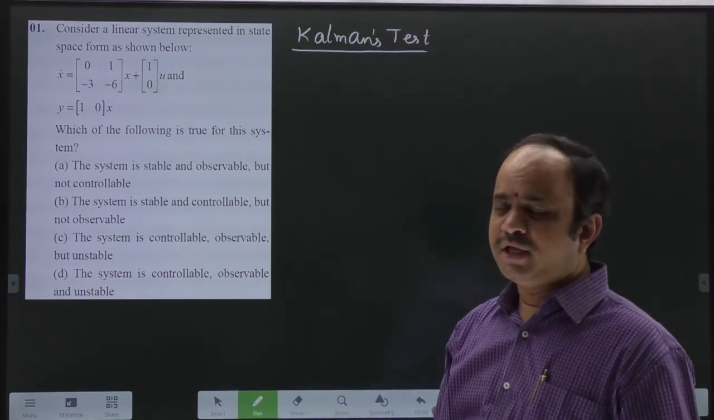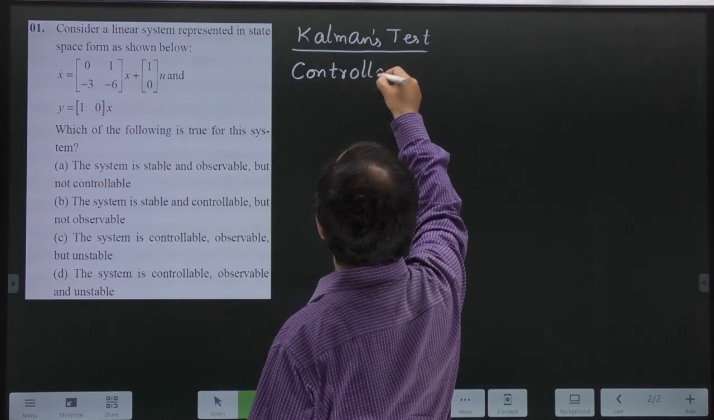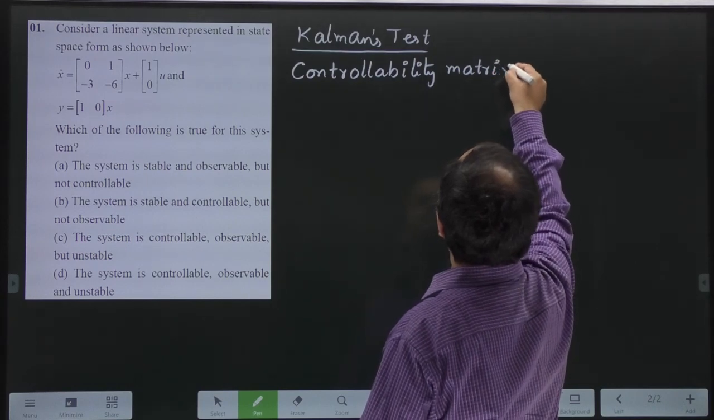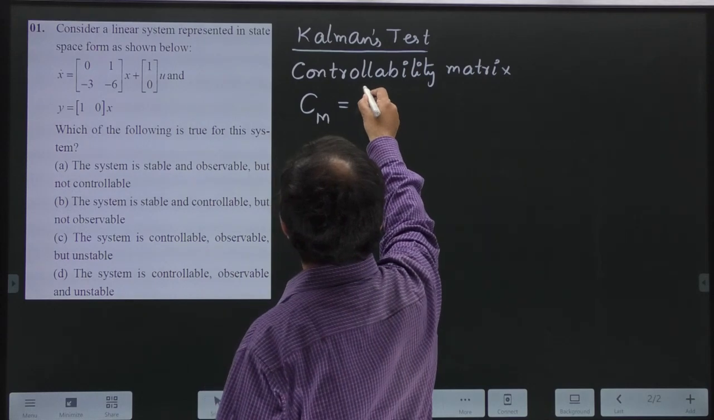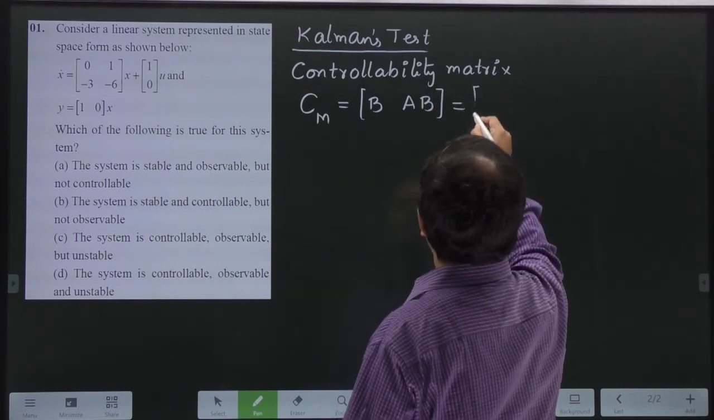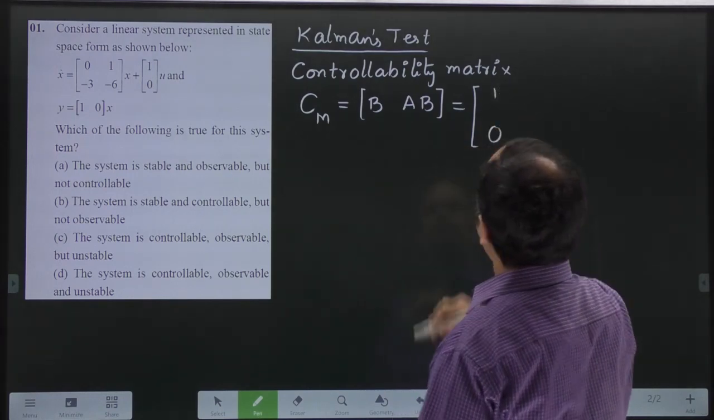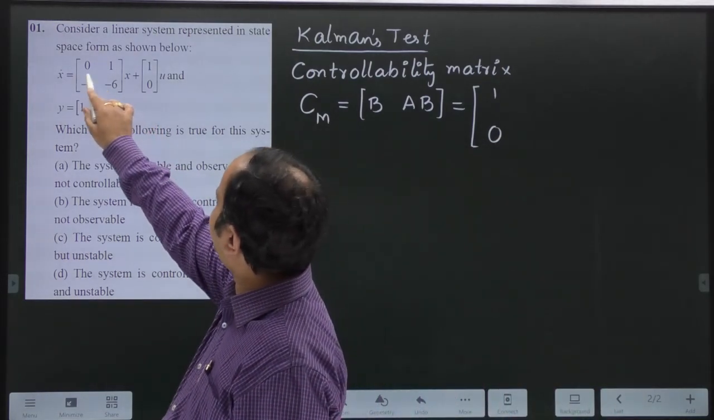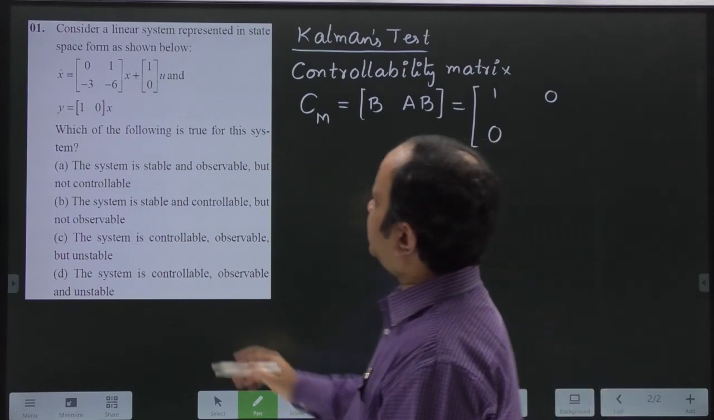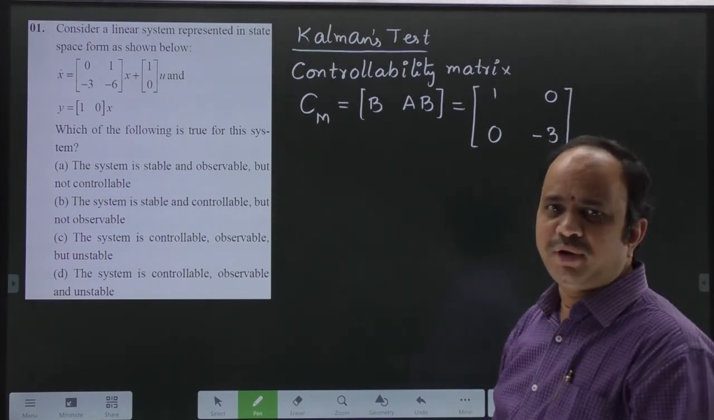In order to apply this test, first you have to define the controllability matrix. What is the controllability matrix? The first column is B matrix and the second one is AB. Here B matrix, you can directly take this 1 and 0, and you can find AB. This is A matrix and this is B. AB: 0 into 1, 0 plus 1 into 0, that is 0. Next one, minus 3 plus 0. Therefore, this is minus 3. So, this is a controllability matrix.